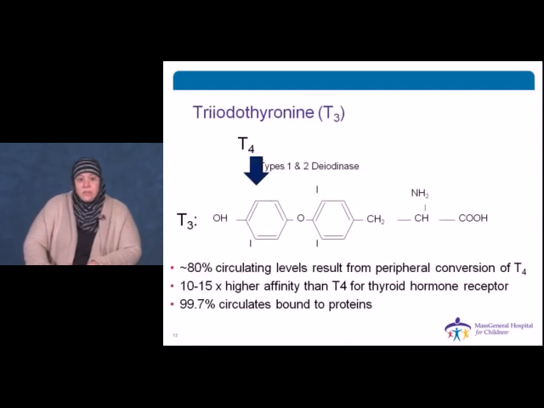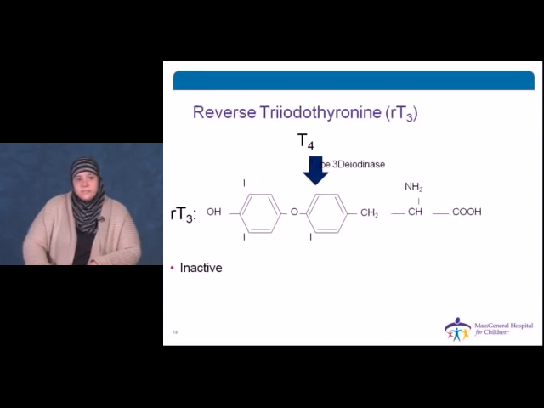This is T3, which has 3 iodine atoms on the molecule. It's produced from T4 by types 1 and 2 deiodinase in different tissues in the body. About 80% of circulating T3 results from peripheral conversion of T4. And as we said, T3 has about a 10 to 15 times higher affinity than T4 at the thyroid hormone receptor. A large percentage circulates bound to proteins.